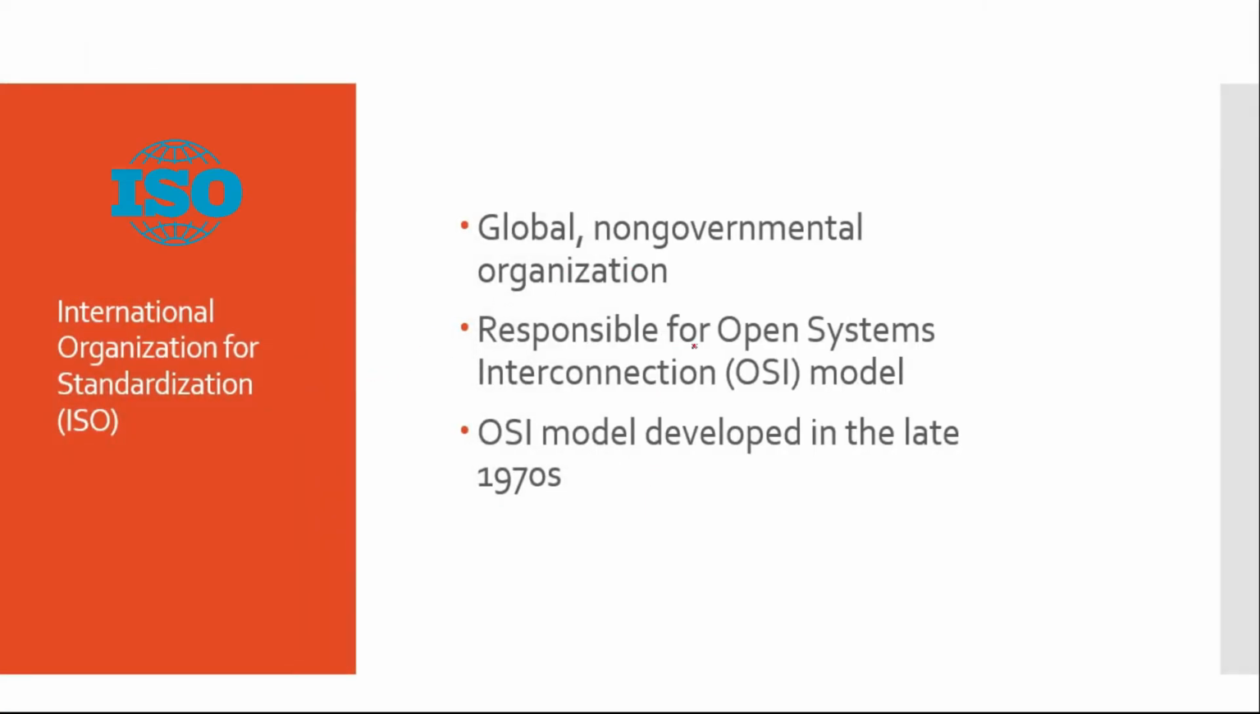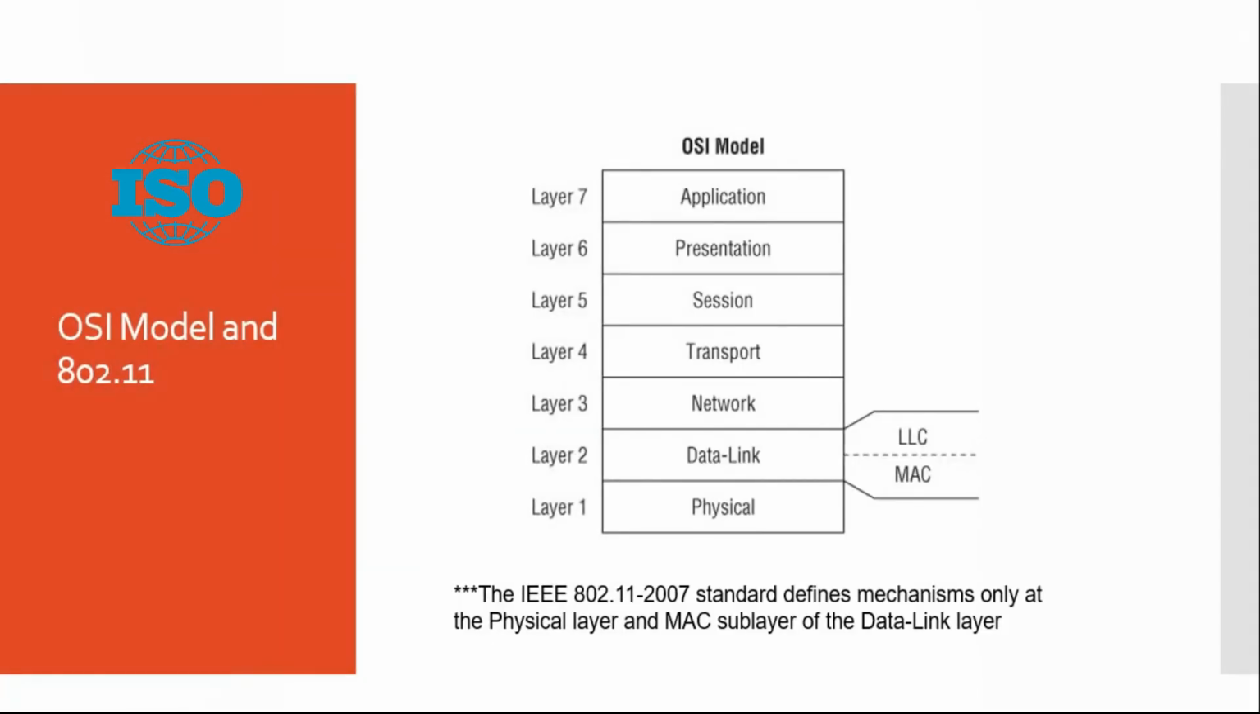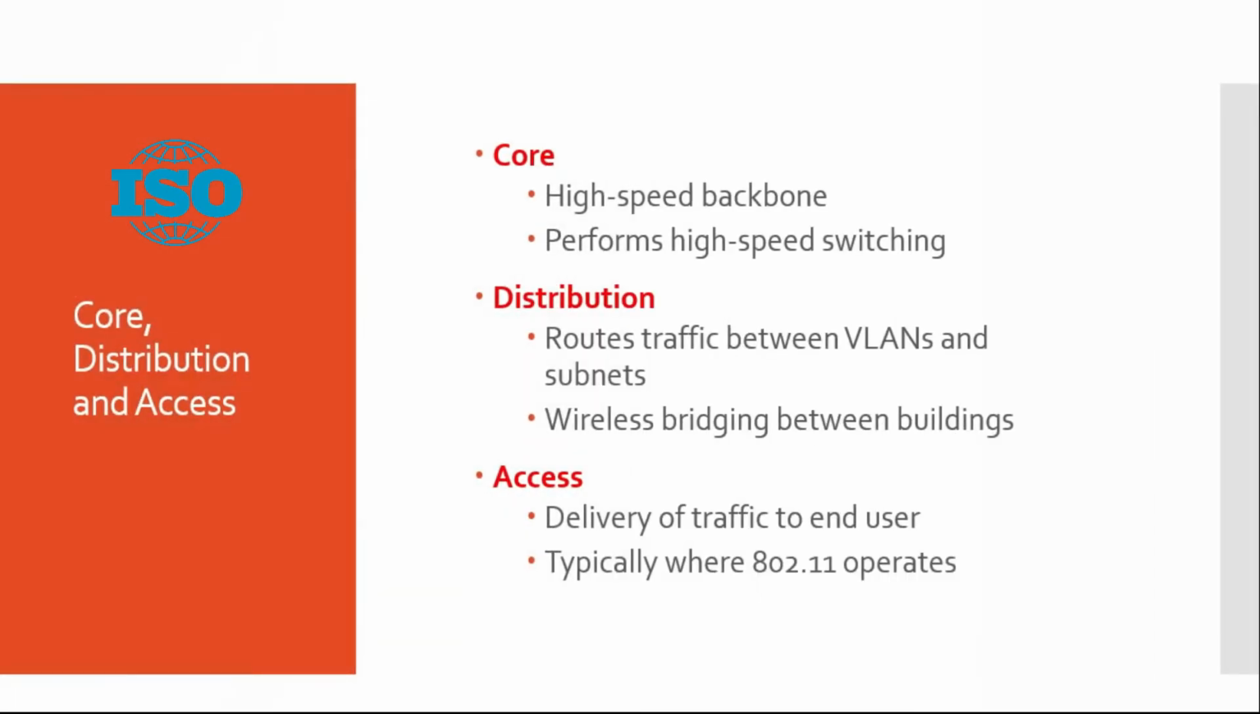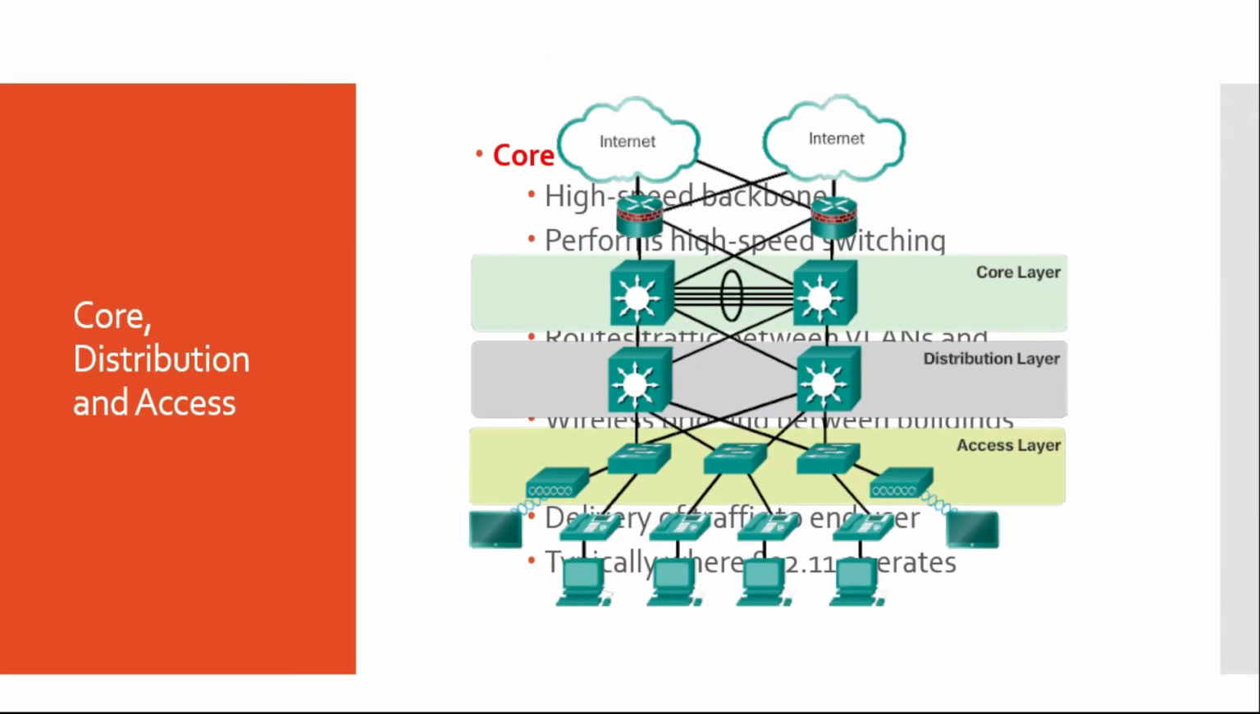And lastly, ISO, responsible for the creation of OSI model. The model was developed in the late 1970s. So, these are the 7 layers of the OSI model. Revision for network architecture.